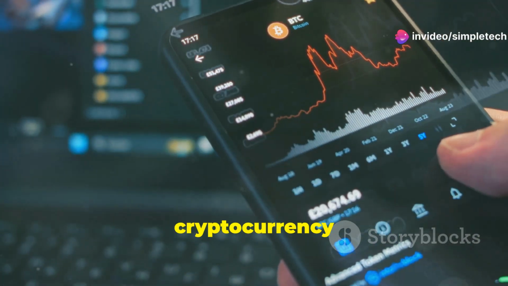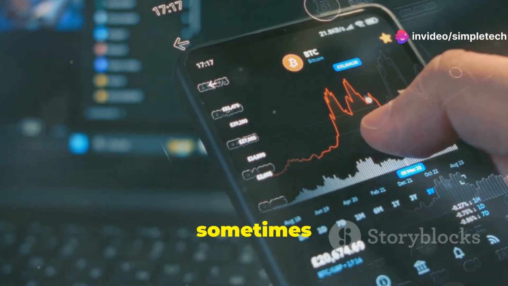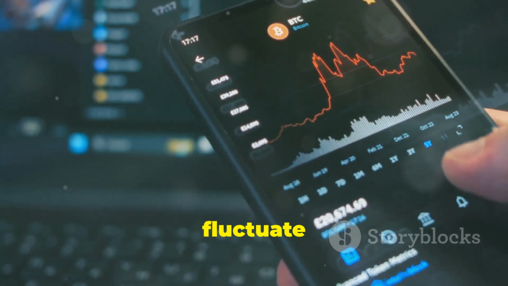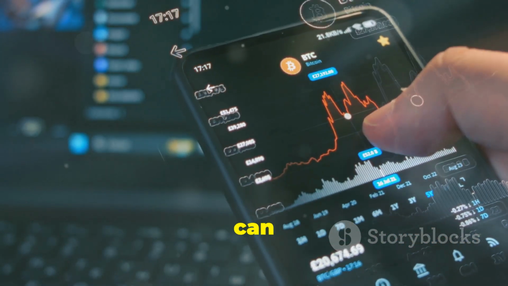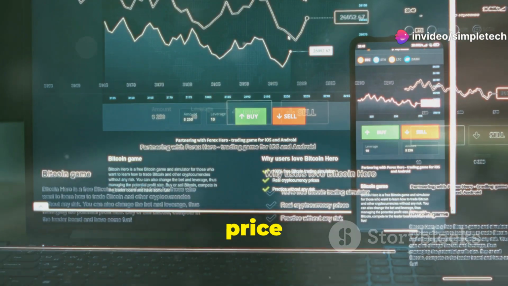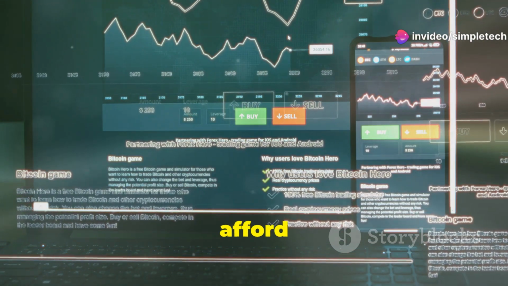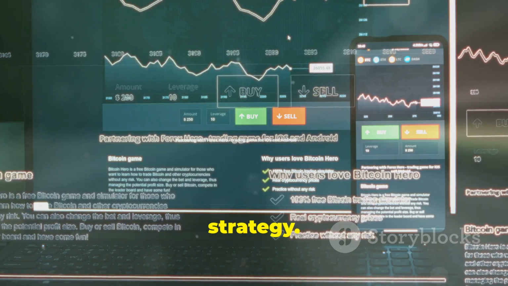The cryptocurrency market is known for its volatility. Prices can change rapidly, sometimes within minutes. Prices can fluctuate significantly, even within short periods. This volatility can be both an opportunity and a risk. Be prepared for potential price swings and never invest more than you can afford to lose. It's essential to have a clear risk management strategy.